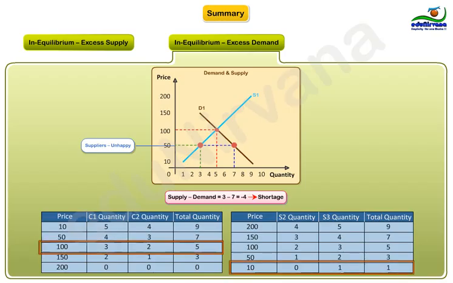Excess demand or shortage. Market not in equilibrium. This happens when the prices are lower than equilibrium. Quantity demanded is higher than quantity supplied. Buyers are happy, but the suppliers are not. Here, the bargaining power of suppliers increases, and they increase prices till it reaches the equilibrium price and quantity.